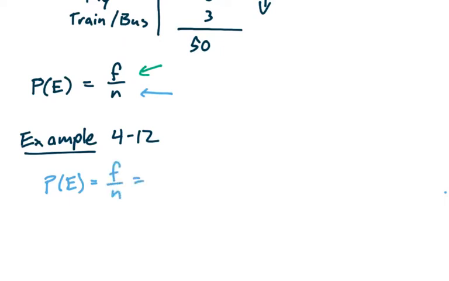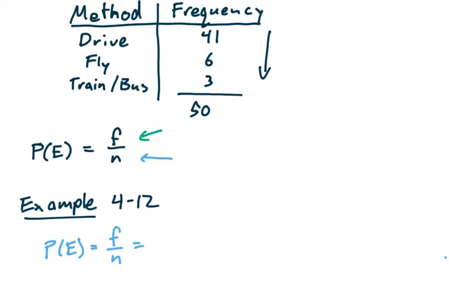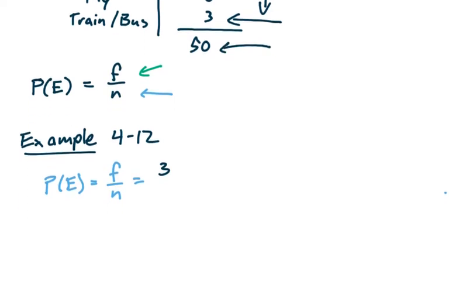I covered up the page so I would make myself struggle, make myself remember this. So there were 3 that were going to take the train or a bus, and there were a total of 50 frequencies in that whole distribution. So that was 3 over 50. And this, as a decimal, comes out as 0.06, or 6%, oh, I almost wrote 3, 6%.